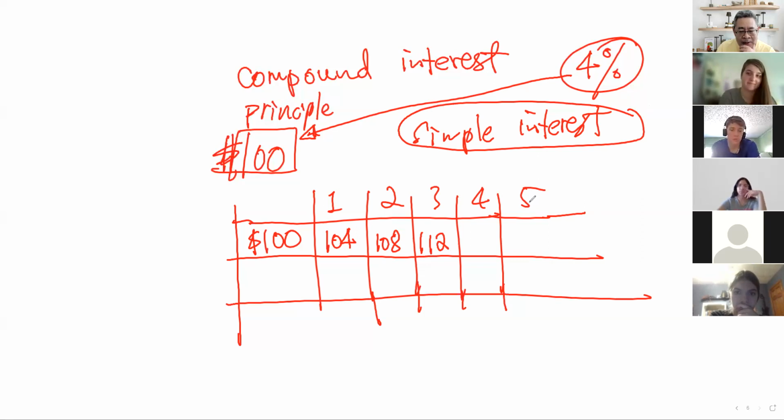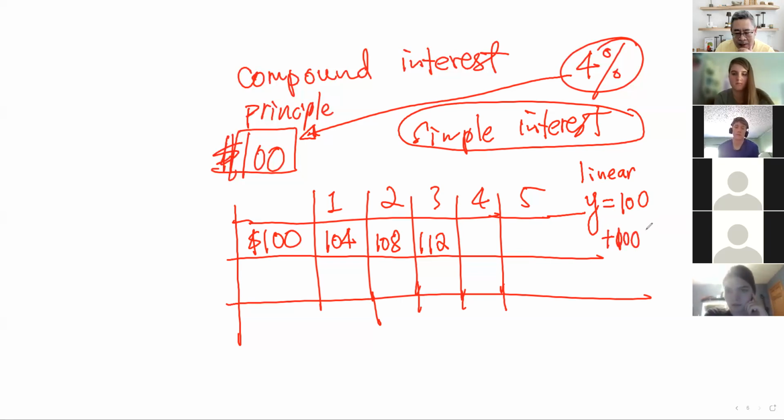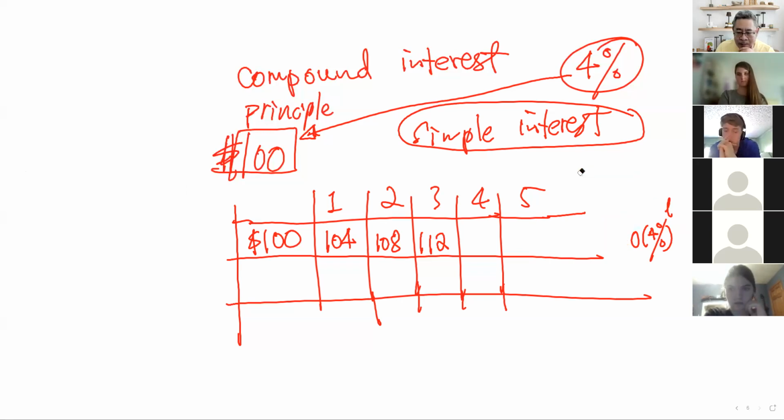Very slow. This is something called linear. If you plot it, it's a linear function, and if you write that function, it's basically y equals 100 plus 100 times 4% times time. Now compound interest. If you put 100 in, the first year is 104.